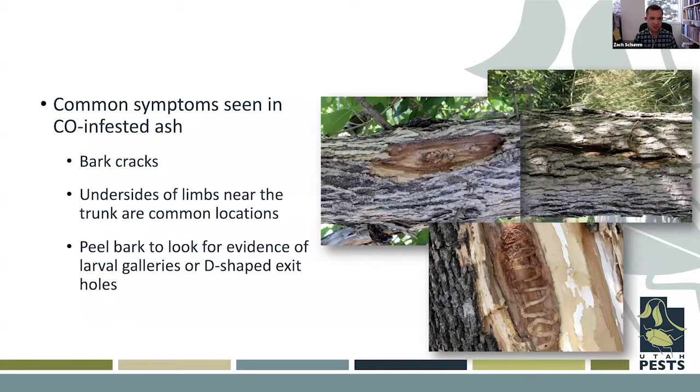Some other things that you can see are bark cracks. The underside of limbs near the trunk is where a lot of these cracks can happen, and you can peel back the bark here to look for evidence of the larval galleries. This tends to be a little bit harder for me, but I don't do a lot of active surveying for emerald ash borer. But these are there if you wish to use them. Just peel back the bark in these locations where the limbs meet the trunk, and you can often find some galleries there if it is infested with emerald ash borer.